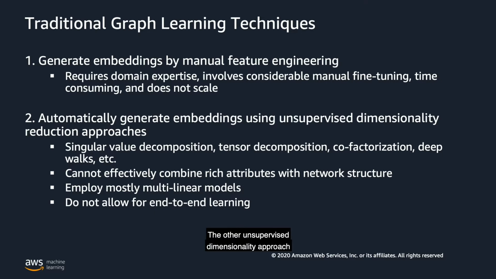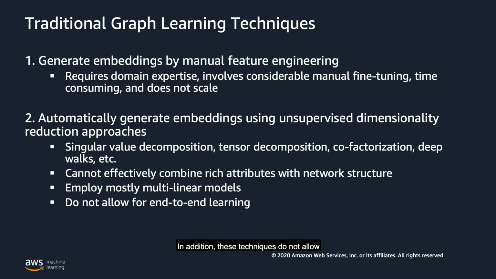The other unsupervised dimensionality reduction approach is the random walk-based techniques, which are similar to word2vec-type approaches in natural language processing. Since the random walk-based techniques use random walks to generate a sequence of node visitations and then train embeddings to reconstruct those sequences, these techniques can actually capture higher order interactions. However, this technique does not allow for a natural way to combine rich attributes of nodes or edges when they are present with the network structure or topology.